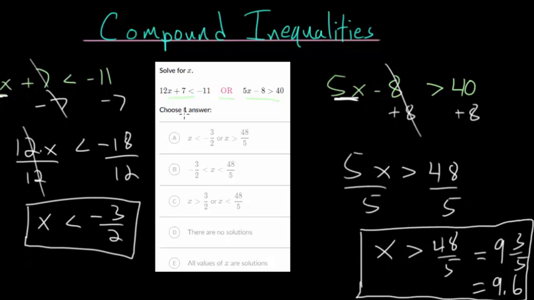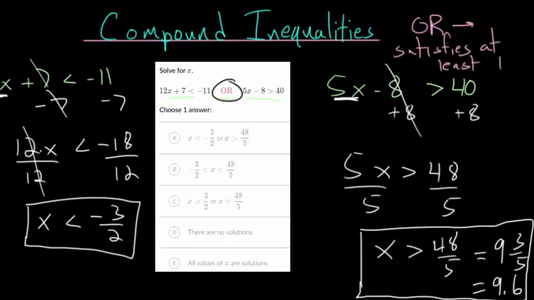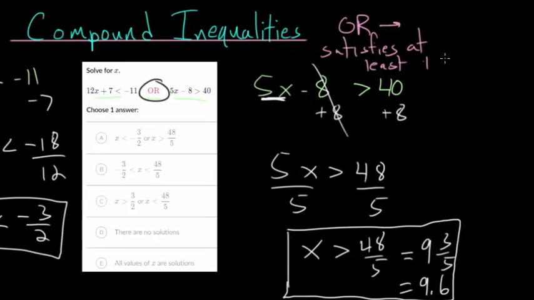So for this compound inequality, we have this or statement. And let me write this down. So anytime you see or, it simply means satisfies at least one inequality. So let me actually just write that in. So satisfies at least one of the inequalities. And what we're going to do next is just mark each of these essentially ranges of values on the number line. Because to satisfy this one, x has to be bigger than 9.6. So if values are bigger than 9.6, then we can say that they at least satisfy this one, and that would be valid.